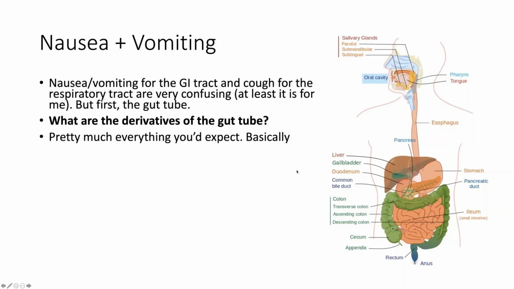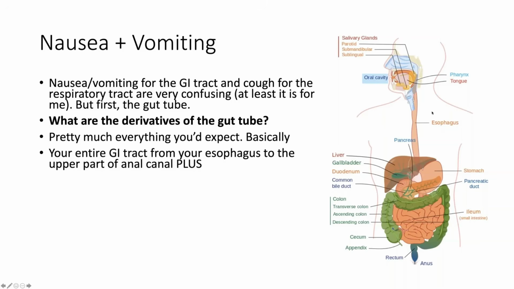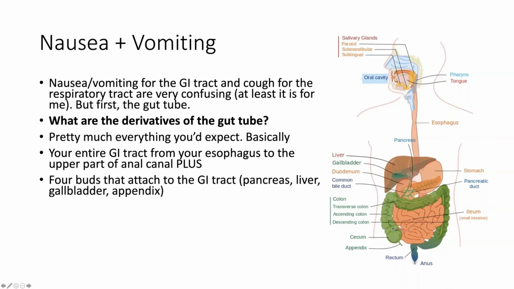The systematic way of thinking about it is your entire GI tract, from your esophagus all the way to the upper part of your anal canal, right? That entire length of bowel, plus the 4 buds that attach to the GI tract and bud off of it: pancreas, liver, gallbladder, appendix.